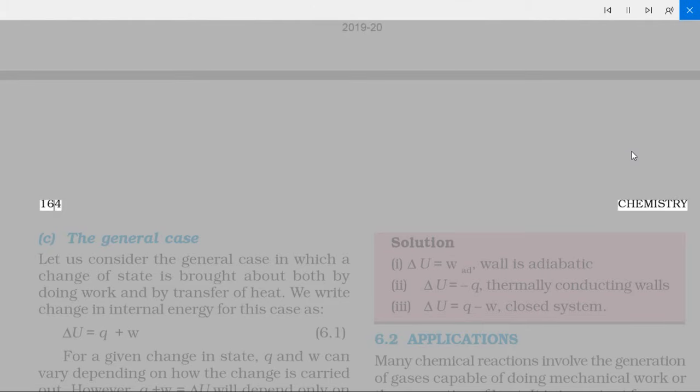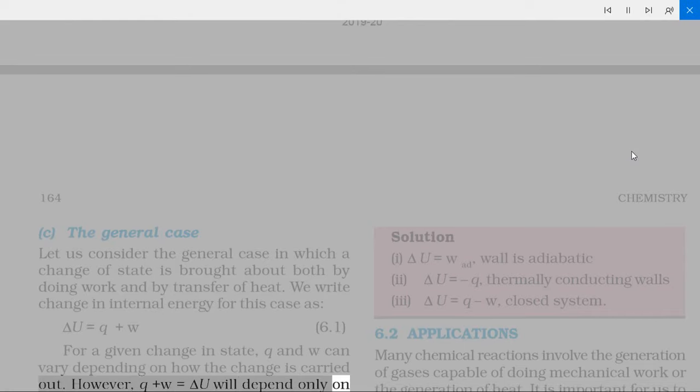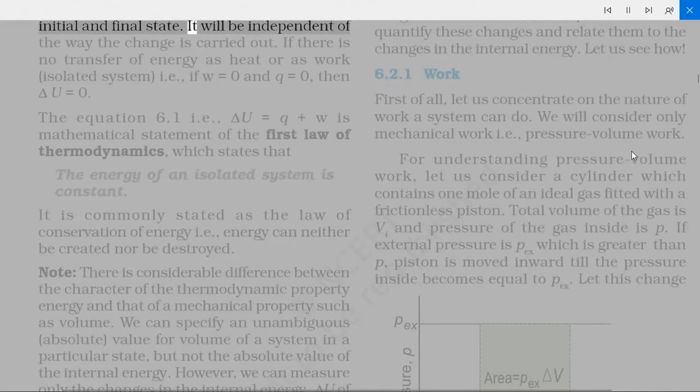C. The general case. Let us consider the general case in which a change of state is brought about both by doing work and by transfer of heat. We write change in internal energy for this case as ΔU = q + w (6.1). For a given change in state, q and w can vary depending on how the change is carried out. However, q plus w is equal to ΔU, which will depend only on initial and final state. It will be independent of the way the change is carried out.